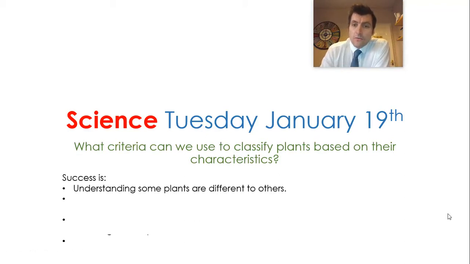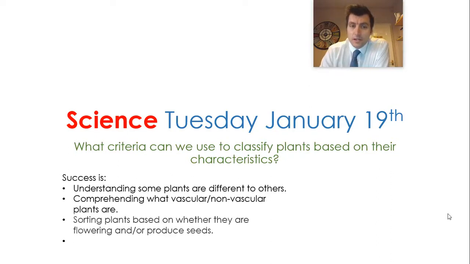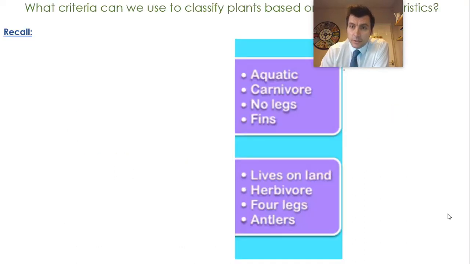So, hopefully, by the end of today, if we engage well with the learning, we'll understand some plants are different to others. We'll understand what vascular and non-vascular plants are. We will be able to sort plants based on whether they are flowering and or whether they produce seeds. And finally, we will understand that we can classify plants in such a way that we can design a garden which shows different variants and different groups of plants within it.